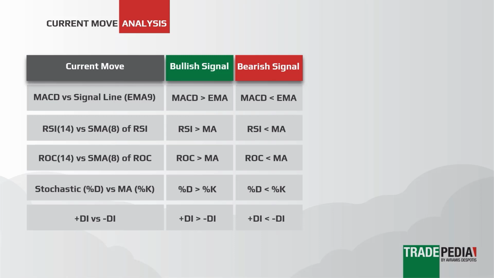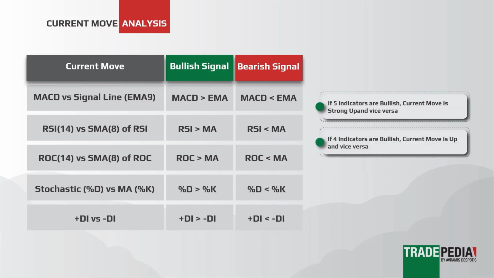As a conclusion, if all the 5 indicators are giving bullish signals, we conclude that the current move is strong up, and vice versa. If 4 indicators out of the 5 are giving bullish signals, we conclude that the current move is up, and vice versa. And if only 3 indicators of the 5 are giving bullish signals, we conclude that the current move is a weak up, and vice versa.